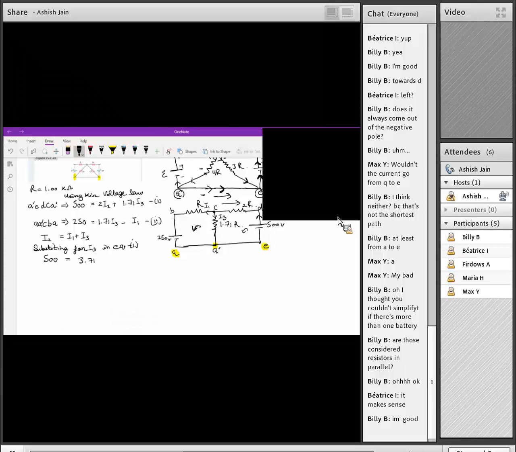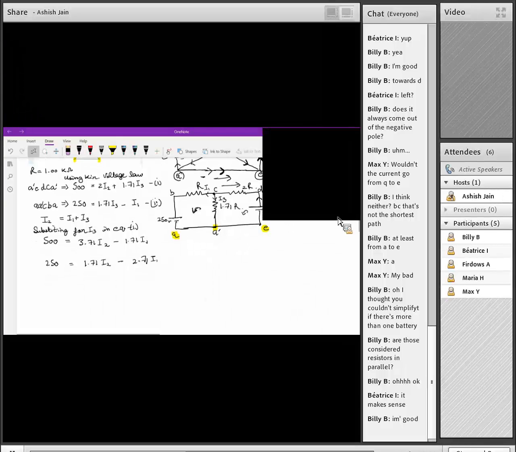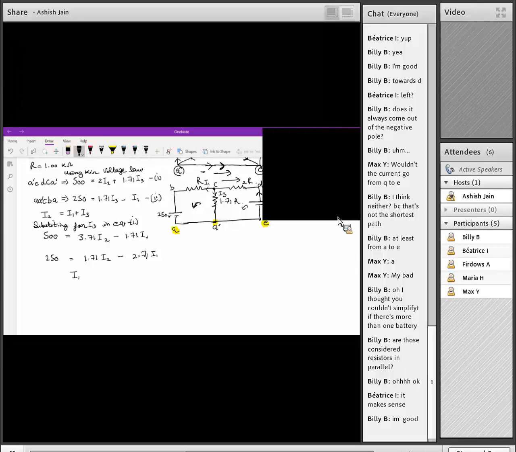So that would be 3.71 I2 minus 1.71 I1. Same in equation 2, 1.71 I2 minus 2.71 I1. Find the common factor, and then I1 will come as solving these two equations simultaneously. You'll find it as minus 10 milliampere and I2 as 130 milliampere.